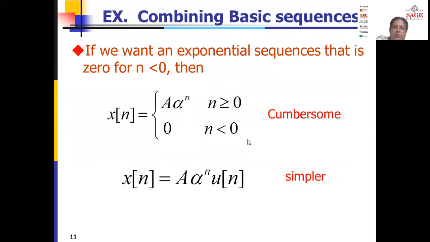Now if we want an exponential sequence that starts from 0 for n less than 0, then we will write x[n] equals A alpha to the power of n for n greater than or equal to 0. Otherwise, its value is 0 for n less than 0. And we can also write it in a simpler way, since we want this exponential pulse only on the right-hand side, so we can multiply with the unit step function. So the function will be simply written like this.